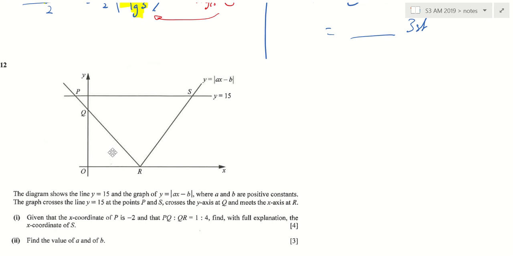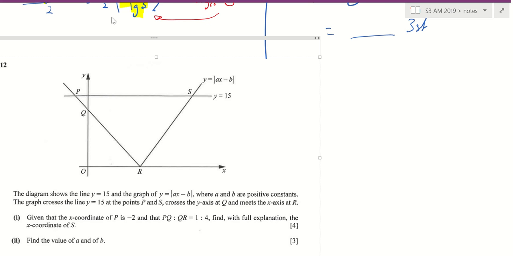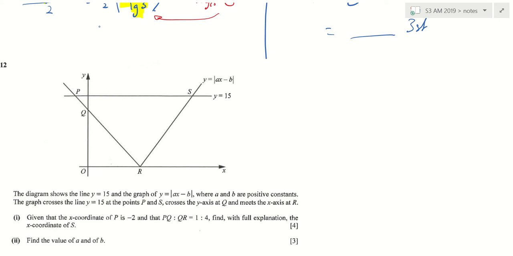Let's start with part 1. Now let's understand the question. It says that y is equals to 15. So every time, the first thing you do is take out a pencil and try to transfer all the information from the question to the diagram. Most of the time it's already there, so you just want to make sure.